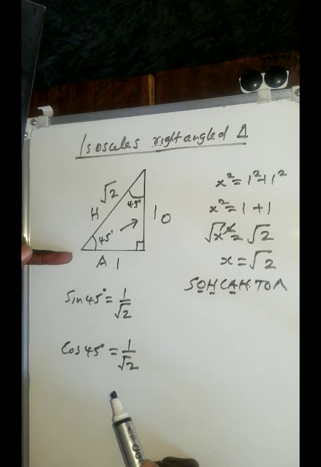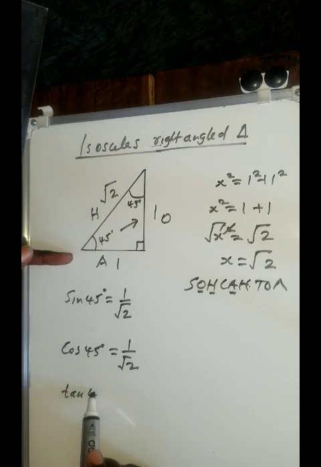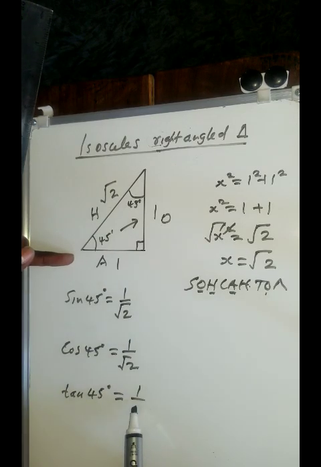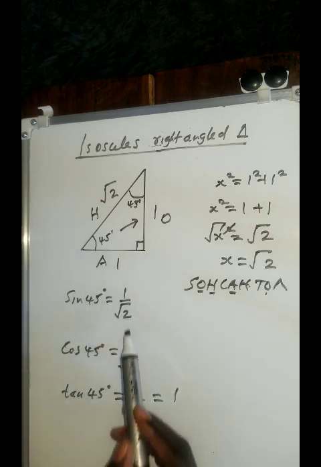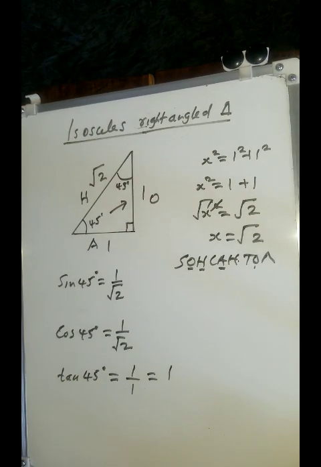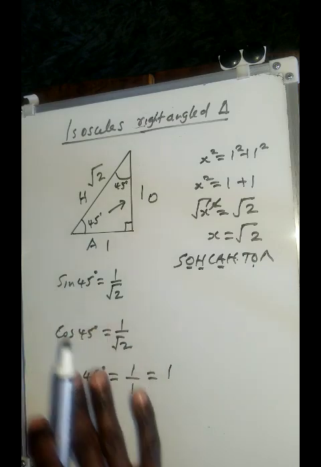And hopefully we are together. What about tan 45? This is equal to opposite, which is 1, over adjacent, which is 1. It will give you 1. If you use your calculator, you'll be able to come up with this one. Well, in the next video, I'm going to show you how you can now apply this.